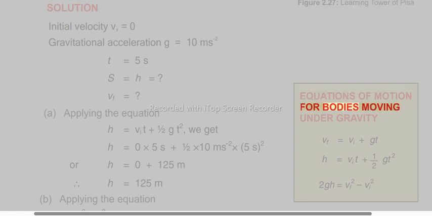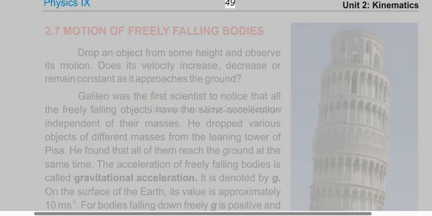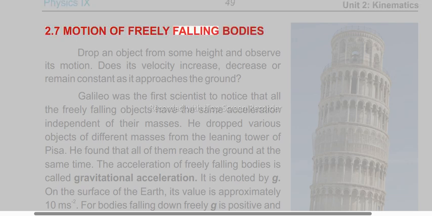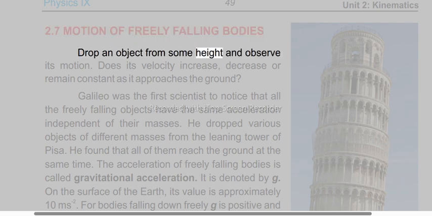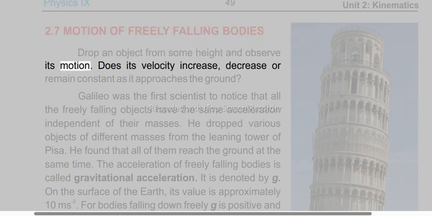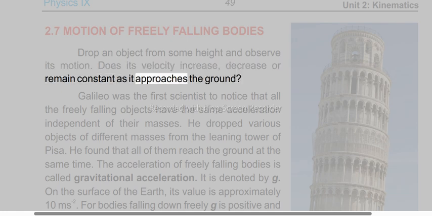Equations of motion for bodies moving under gravity. Physics 9, Unit 2, Kinematics. 2.7 Motion of freely falling bodies. Drop an object from some height and observe its motion. Does its velocity increase, decrease, or remain constant as it approaches the ground?